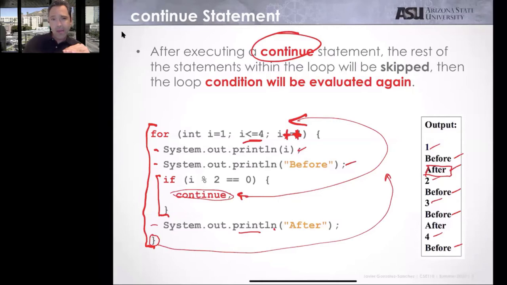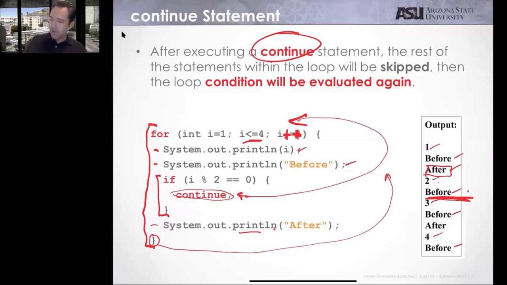Now, the next time I print the 2, I print before, and you notice that here the after is missing. And the reason it's missing is because for the 2, the condition is true. And because the condition is true, you execute continue. And because you execute continue, you were not able to run the instruction below continue.